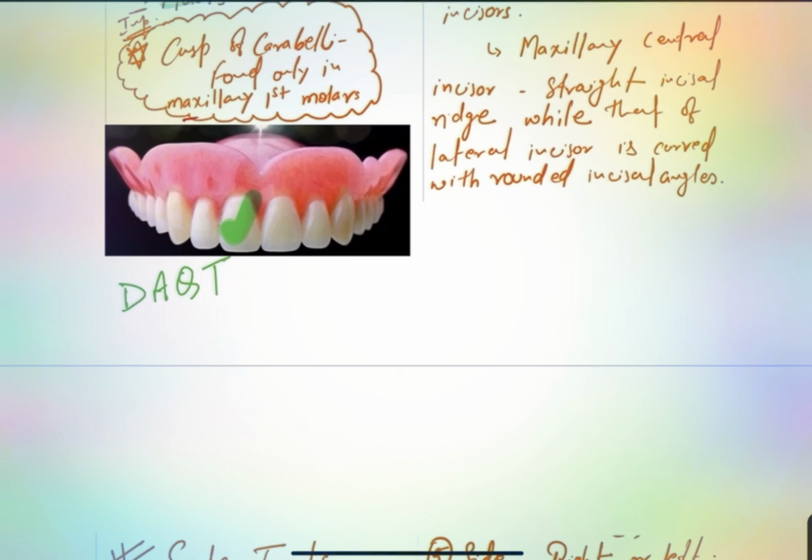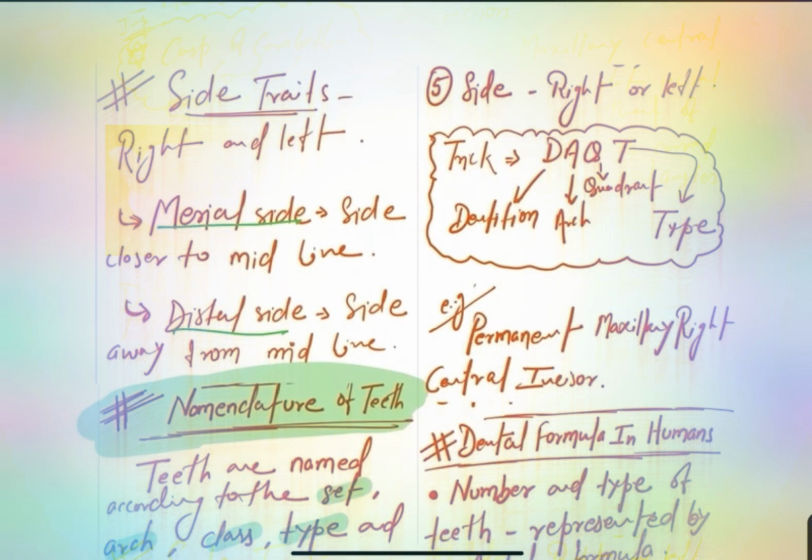So it is an incisor. So for this tooth, if I name it, it is permanent maxillary. Permanent is the dentition. Maxillary, this is the right side, right, and central incisor. Clear? So this is the trick.